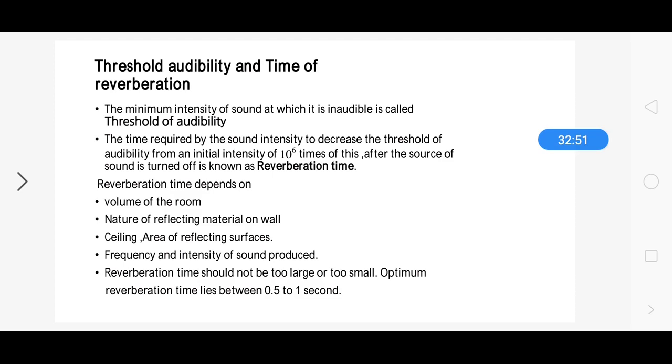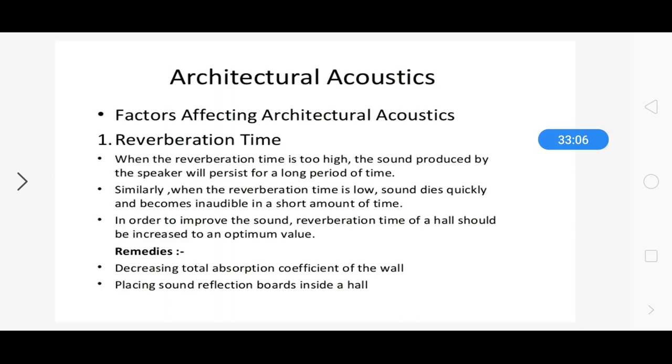So what is the value of optimum reverberation? It is 0.5 to 1 second. Reverberation time lies between 0.5 to 1 second. So here, I already mentioned that reverberation time will be not too large or too small.